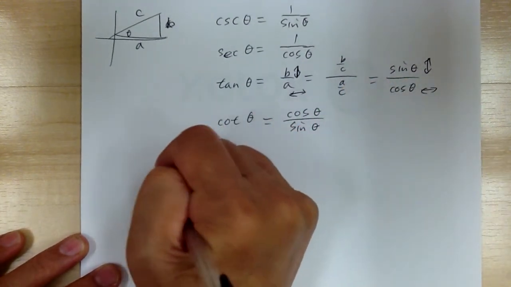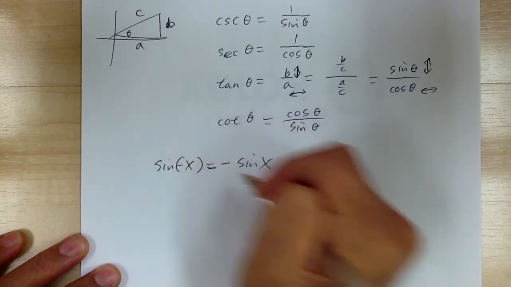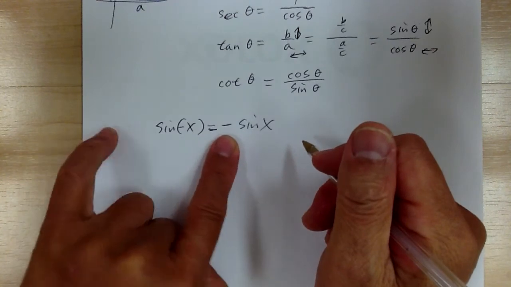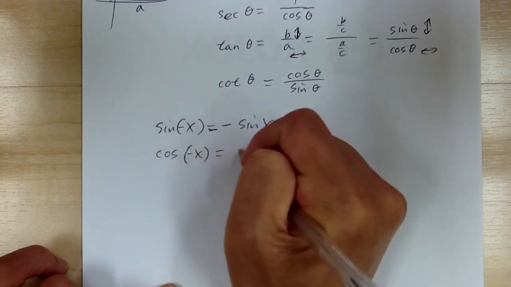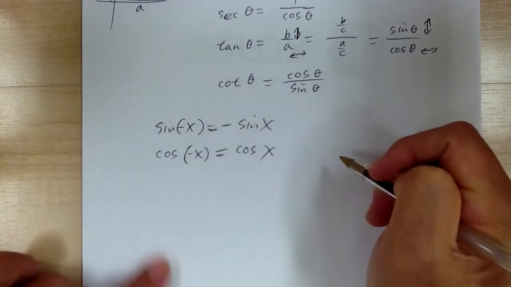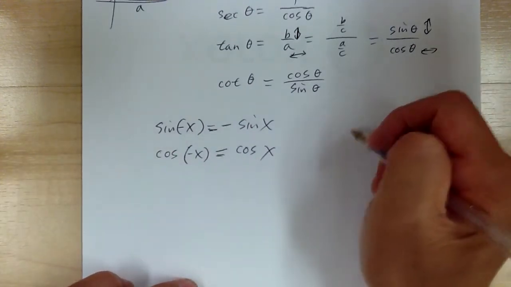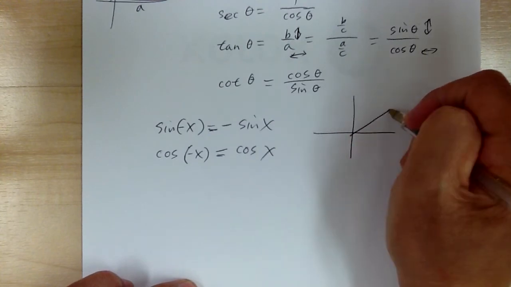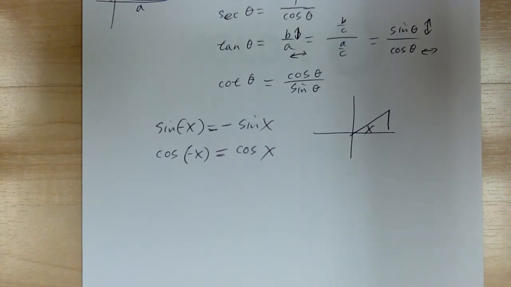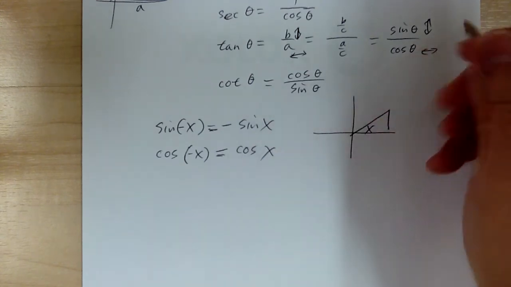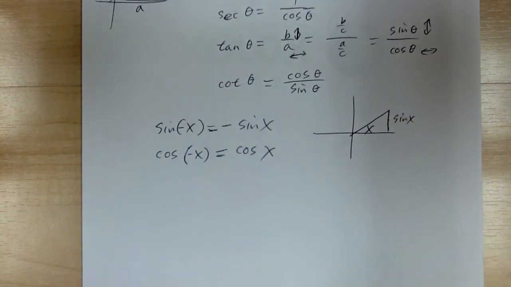Okay, the next one, you have the sine of negative x equal to negative sine of x. The way to figure out if it's going to be the same or the opposite is by drawing pictures. Notice you have cosine of negative x equal to cosine of x. So these are opposite, these are the same. If you don't remember, all you have to do is draw a picture. Here's your angle x, and the sine of x is right over here. So this is positive.